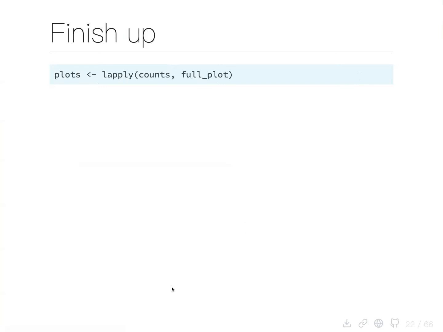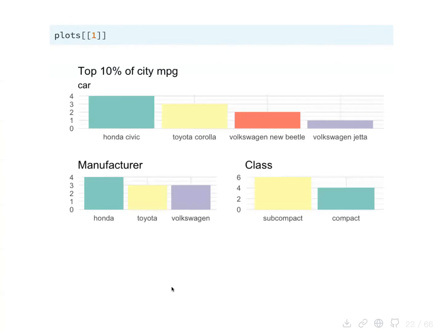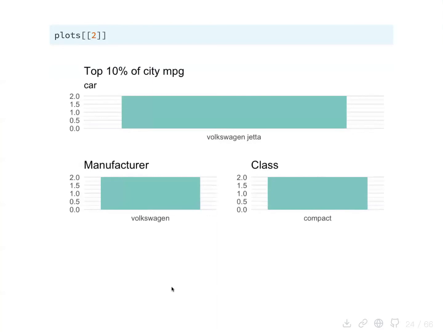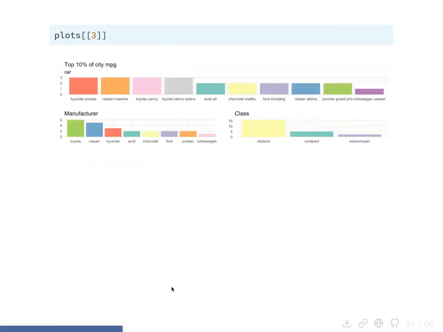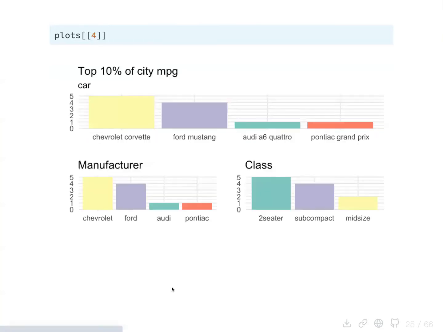But we can also now just finish up and say, okay, let's create the plots now for all of the different cylinders. So we say lapply counts full plot. There's our plots, and we can look through them. So there's plots 1, plots 2. This is for 5 cylinders, so that's why it looks like that. Plots 3, 6 cylinders where there's the most cars, and plots 4.